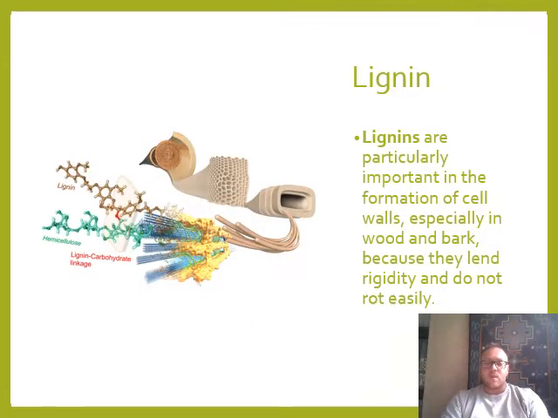Alrighty. Before we go into the actual tissues of plants, I need to fix up some words you may not know and give you a little bit of background first. We're first going to look at the word lignin. There are many different kinds of lignin, but we're just going to call it lignin for grade 10. Even into university, you're just going to call it lignin unless you become a specialist in plants. Lignins are particularly important in the formation of cell walls, especially in wood and bark, because they lend rigidity and do not rot easily.